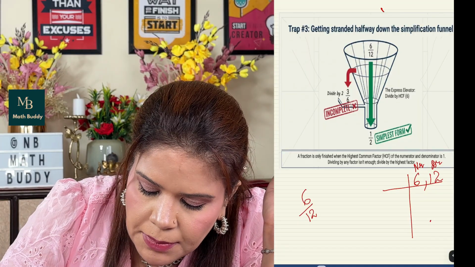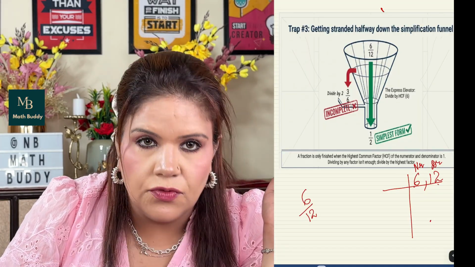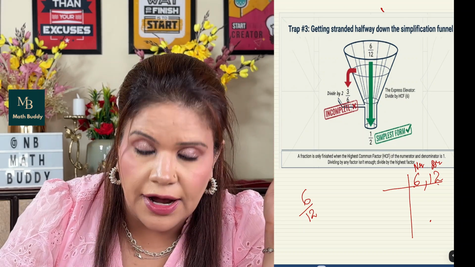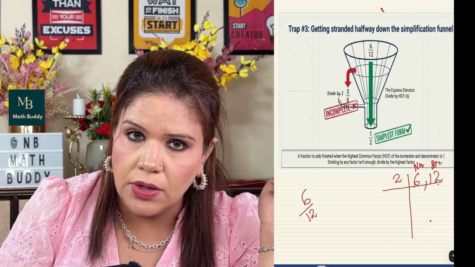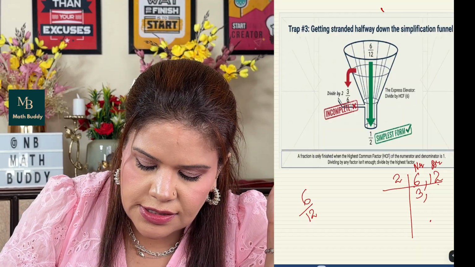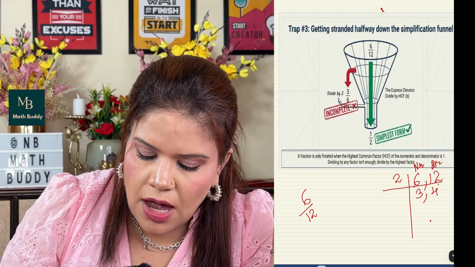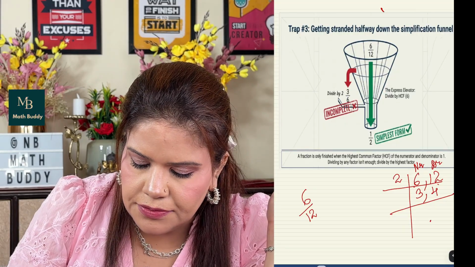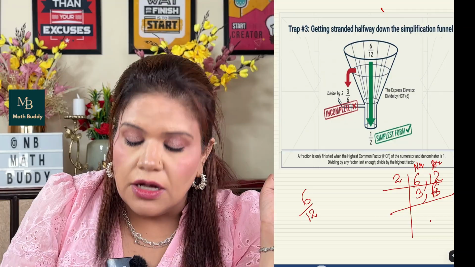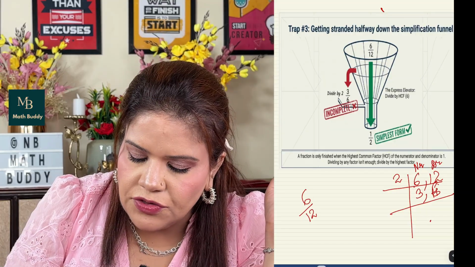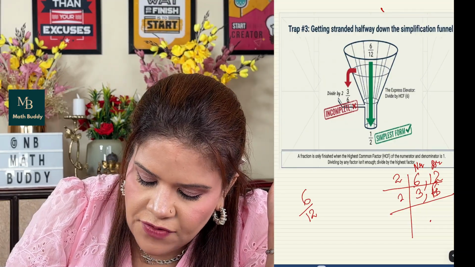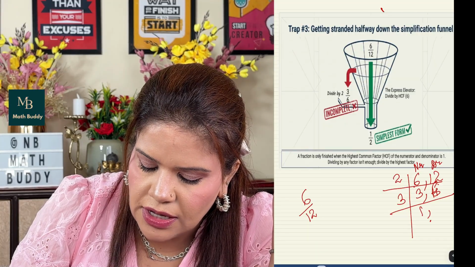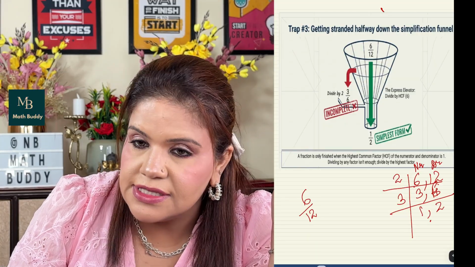Now can you tell me, for 6 and 12, which number will divide both the numbers? I can write 2. 2 3s are 6, 2 6s are 12. Now after this, can it be simplified with 2? No, I can simplify this using 3. 3 times 1 is 3, 3 times 2 is 6.